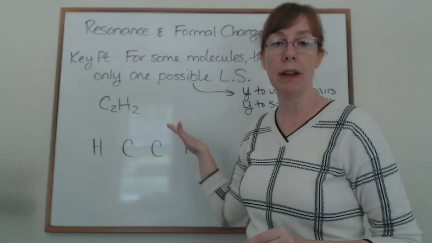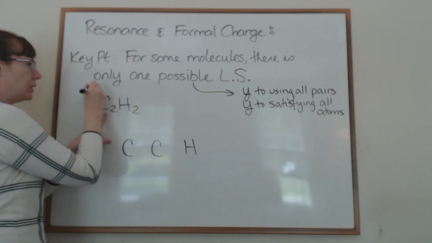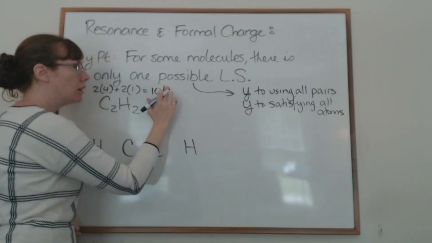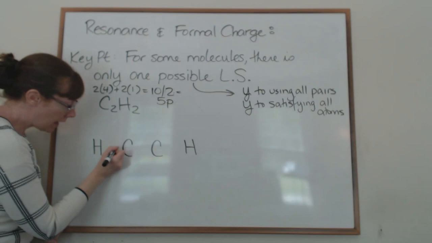Let's count all the pairs. Okay, carbon, there's two of them, four valence electrons each, plus two hydrogens, one valence electron each. 8 plus 2 is 10. 10 divided by 2 is 5, 5 pairs. Connect all the atoms together. Okay, so I'm just following my rules.